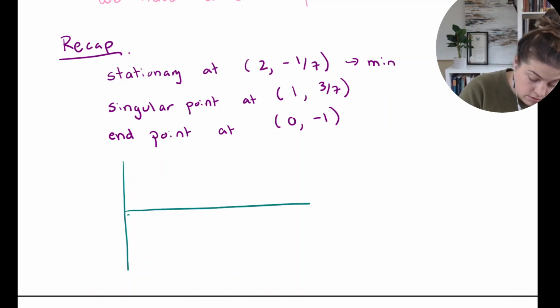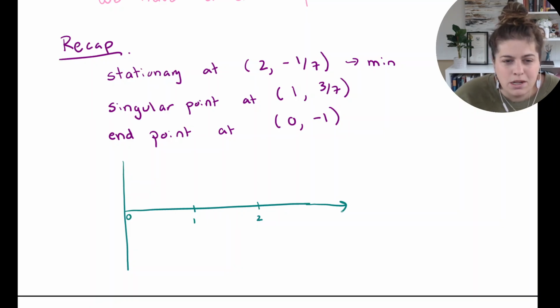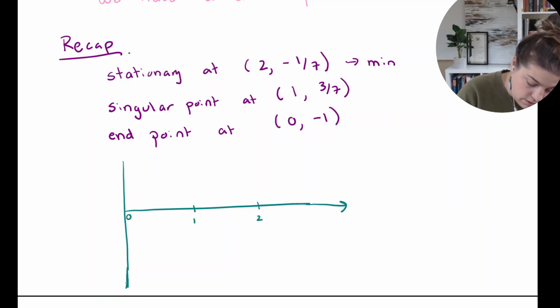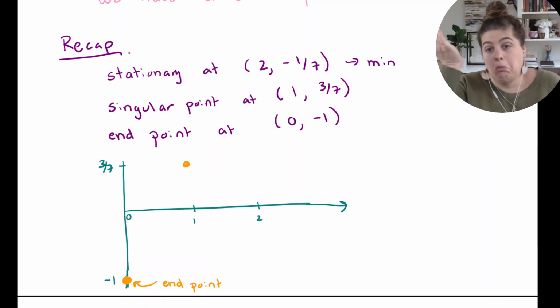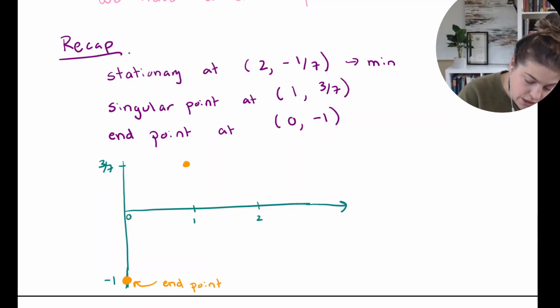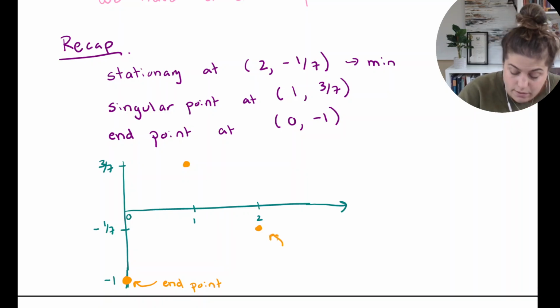This graph starts at 0, 1, 2. It's just going to continue on. We're just going to put in our points. I'm going to have this negative 1 down here. This is my endpoint, at 0, negative 1. I had a singular point at 1 and 3/7. So 3/7 is something less than 1. I'm just going to put it up here because it's positive. So there is a point here. And then we also had our point at 2 and negative 1/7. So negative 1/7 is going to be something less than 1 there. And so we know that this one was a minimum.